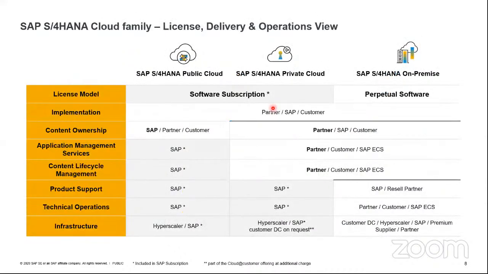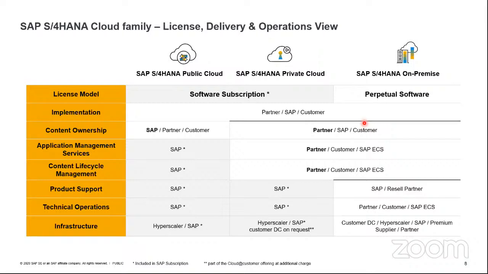So this is a snapshot of how the licensing, delivery, and operations actually work in these three different types of models: S4HANA public cloud, S4HANA private cloud, and on-prem. As we see, the license model is software subscription based in either of the two cloud options, and on-prem it is perpetual software, the way we used to have it earlier. The implementation can be done by any of these three: SAP, a partner, or the customer.